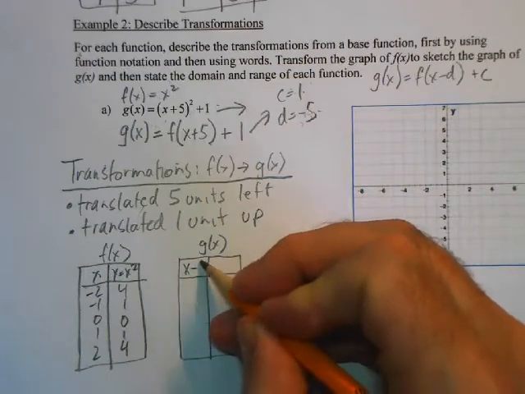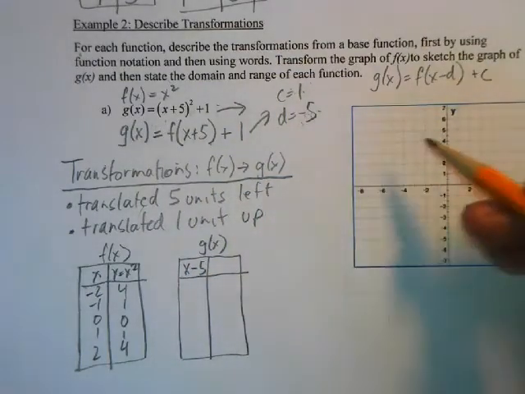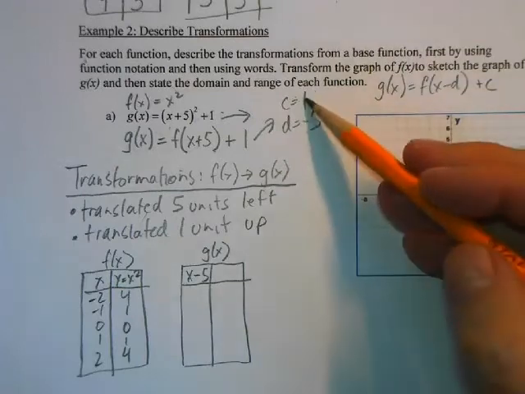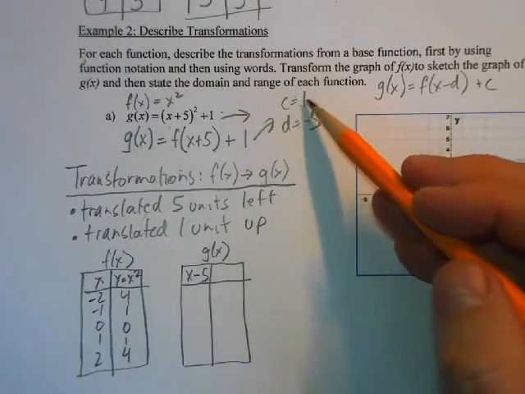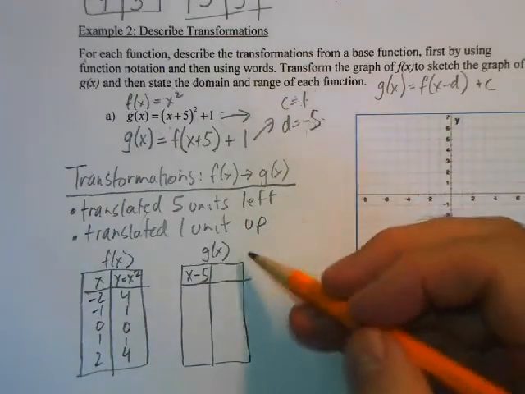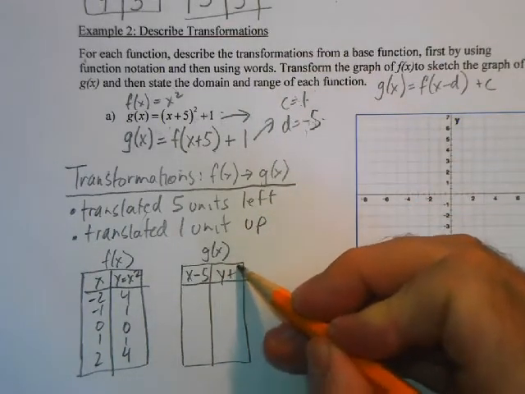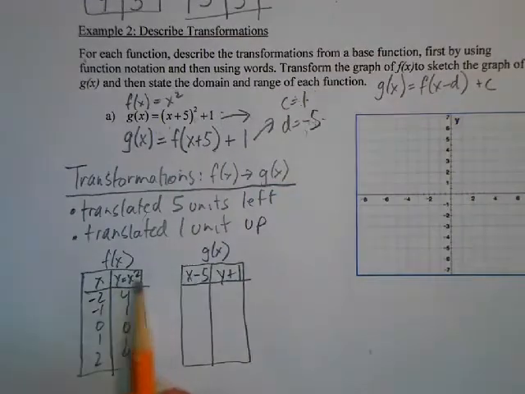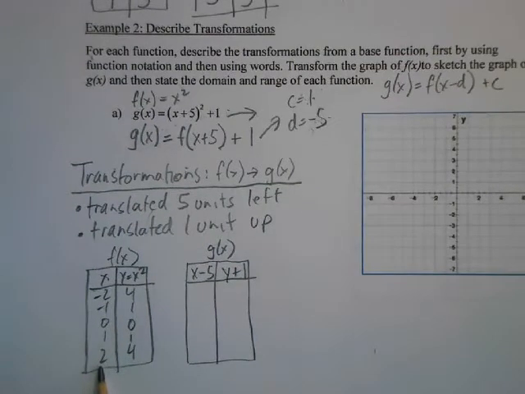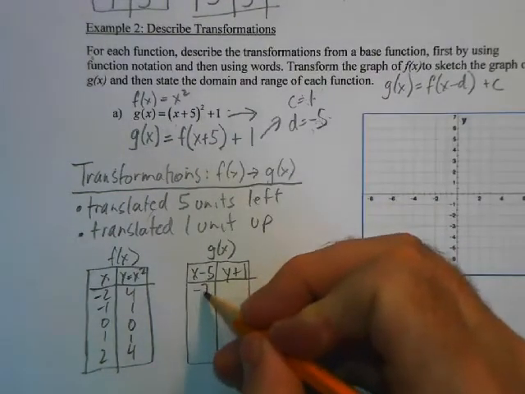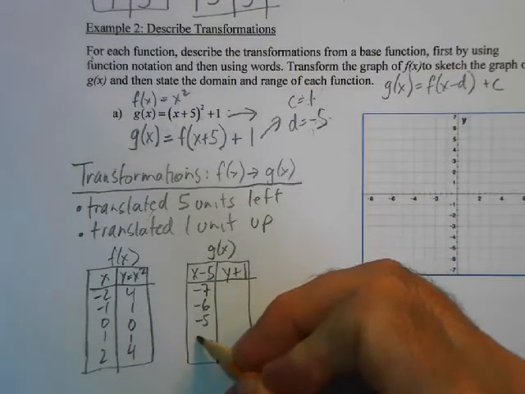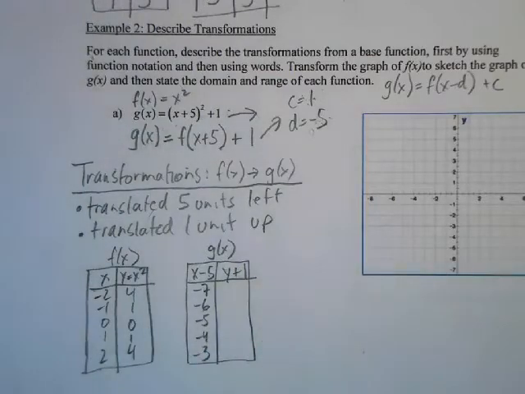X minus 5 because d is -5, and because c is +1, that's what we add to the y value. So this is going to be y plus 1. And we take the original base values here. So I'm taking these x coordinates from the base points, and I'm subtracting 5. So I got -7, -6, -5, -4, -3.